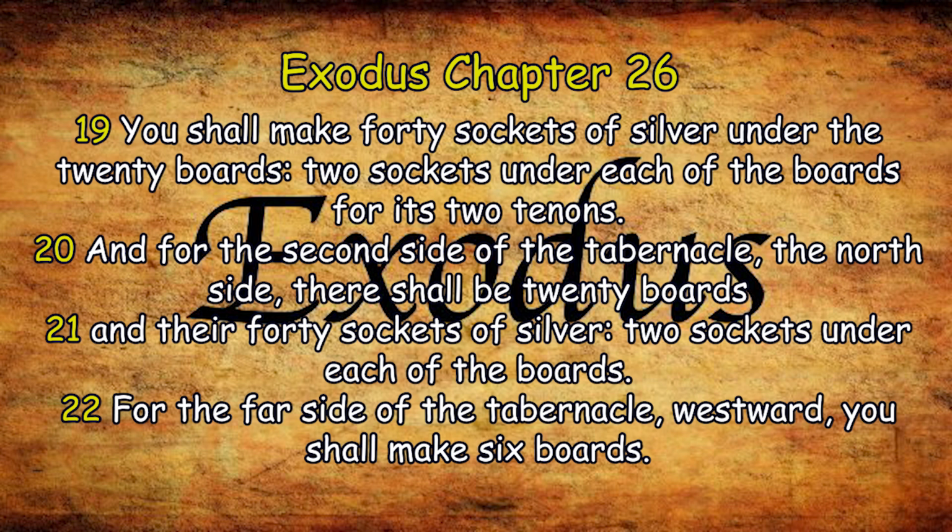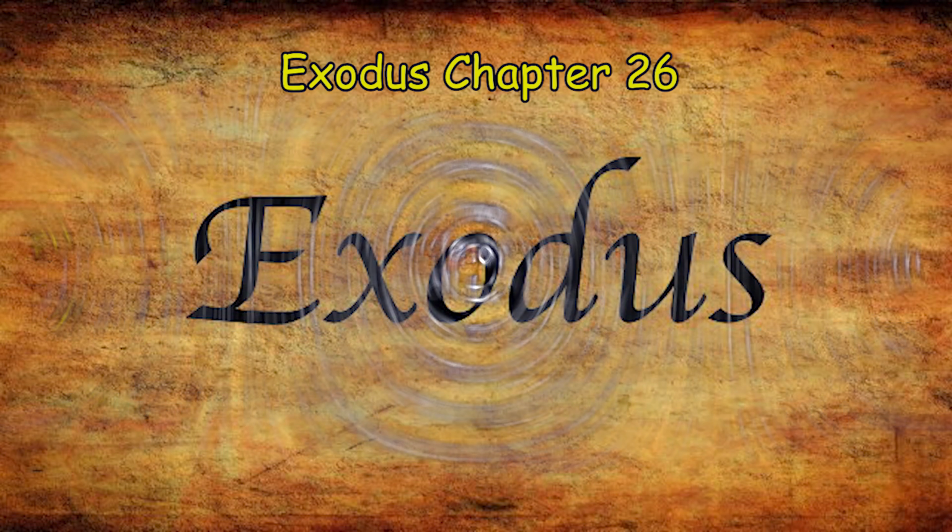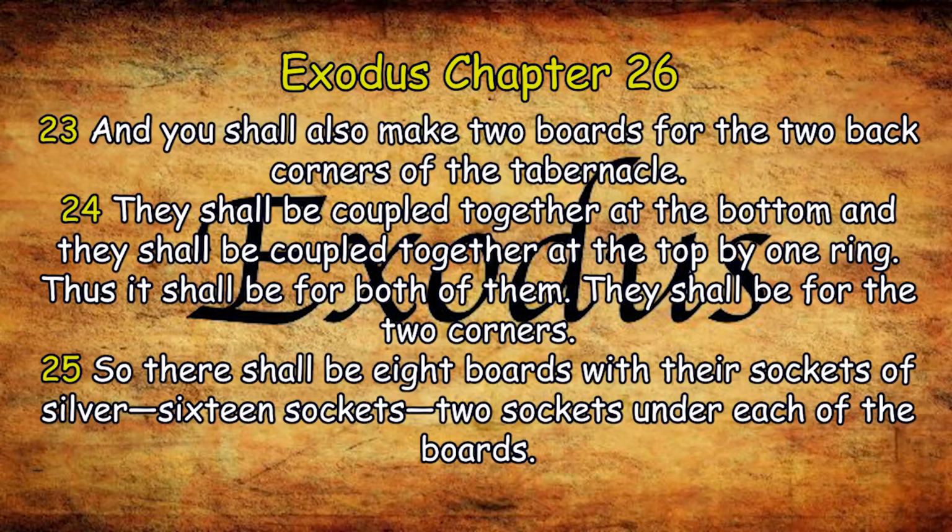and their 40 sockets of silver, 2 sockets under each of the boards. For the far side of the tabernacle westward you shall make 6 boards, and you shall also make 2 boards for the 2 back corners of the tabernacle. They shall be coupled together at the bottom, and they shall be coupled together at the top by one ring. Thus it shall be for both of them, they shall be for the 2 corners. So there shall be 8 boards with their sockets of silver, 16 sockets, 2 sockets under each of the boards.